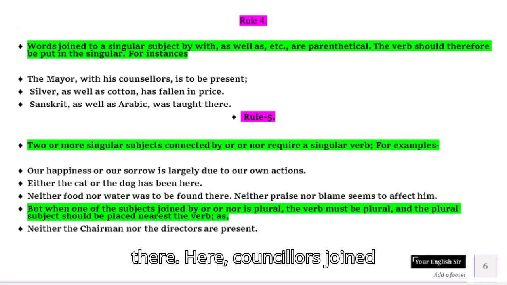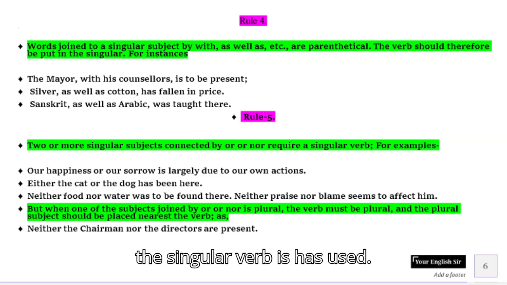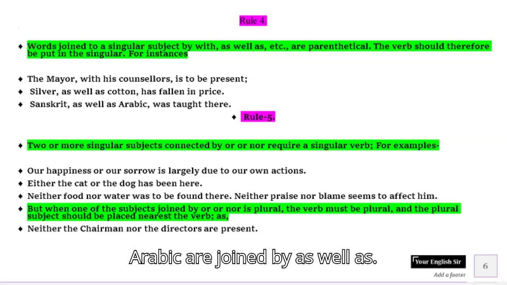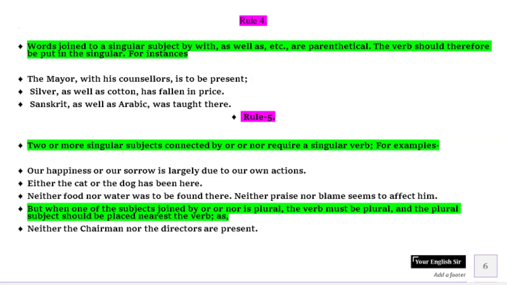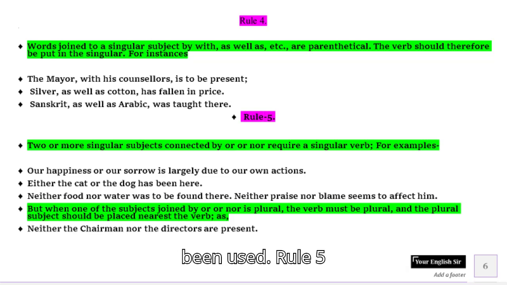Here, councillors are joined with the mayor with the help of with, so the singular verb is has been used. Like this, silver and cotton, Sanskrit and Arabic are joined by as well as. So singular verbs like has and was have been used.